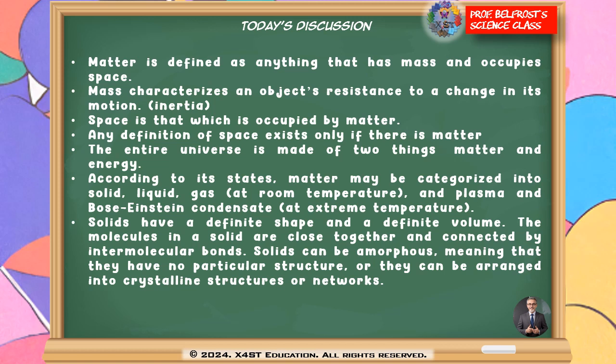Okay, so first, solid. If I'm talking about solid, it's very clear, right? Solids have a definite shape and a definite volume. In a solid, the molecules are close together, very compact and connected by intermolecular bonds. So solids can be amorphous, meaning that they have no particular structure, or they can be arranged in crystalline structures or networks or lattices. Let's see an example.